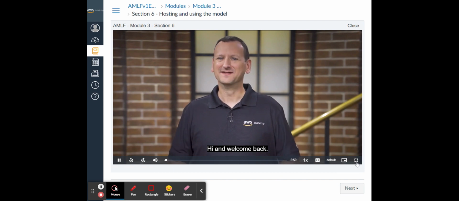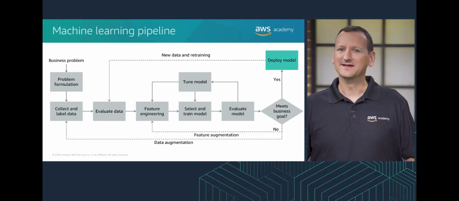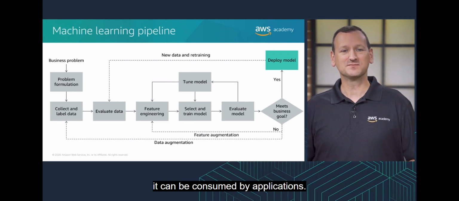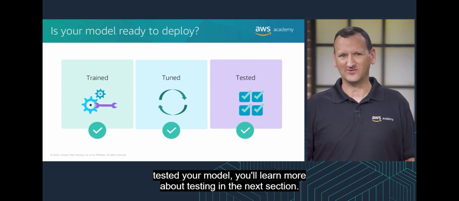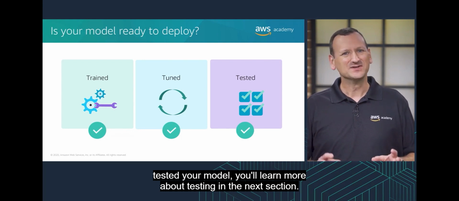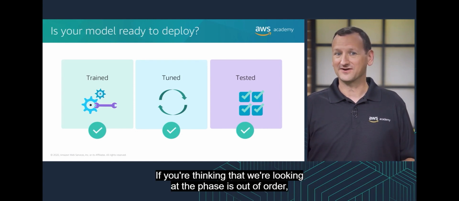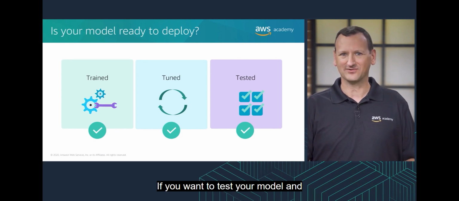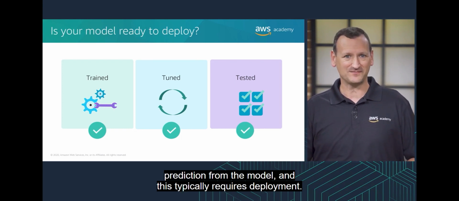Hi, and welcome back. This is section 6, and we're going to look at hosting and using the model. In this section, we'll look at how you can deploy your trained model so it can be consumed by applications. After you've trained, tuned, and tested your model, you'll learn more about testing in the next section, you're now ready to deploy your model. If you're thinking that we're looking at the phases out of order, here's why we're discussing deployment now. If you want to test your model and get performance metrics from it, you first need to make an inference or prediction from the model. And this typically requires deployment.